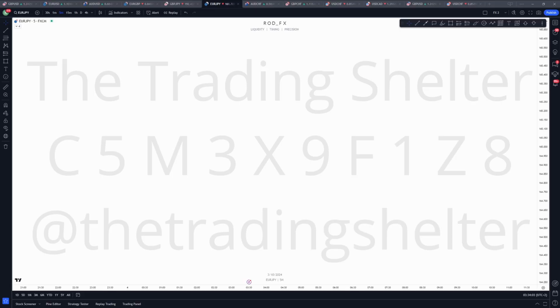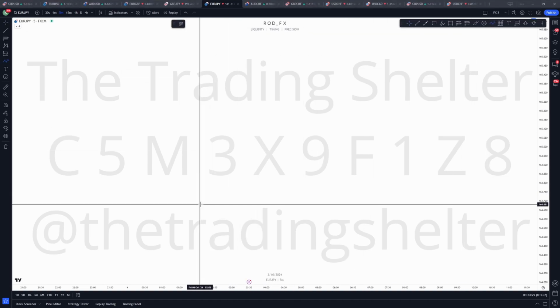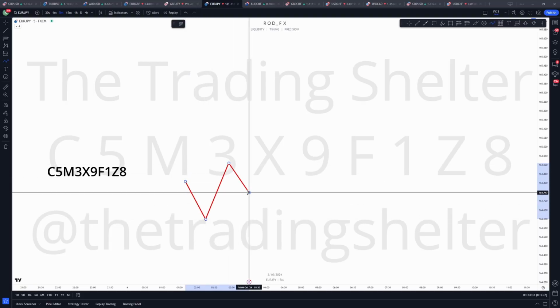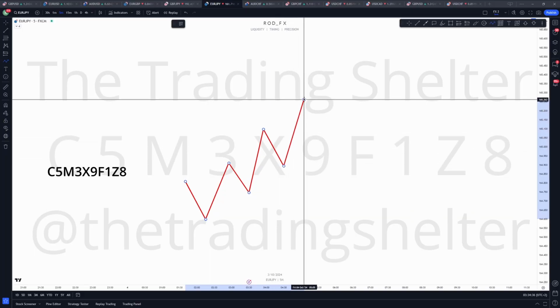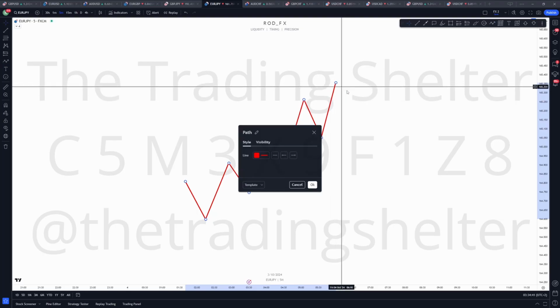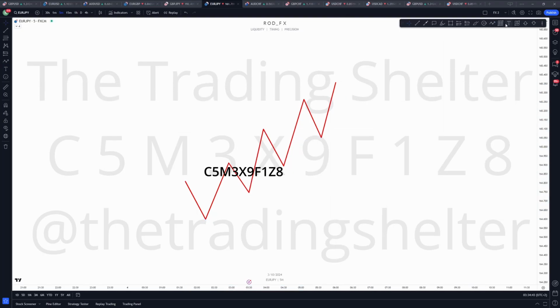We'll go into very, very basic baby pip stuff. So let me use the path tool here and let's look. As you guys know, this is how you identify structure, right? So let's get this low. Let's say that this is the start of the structure.